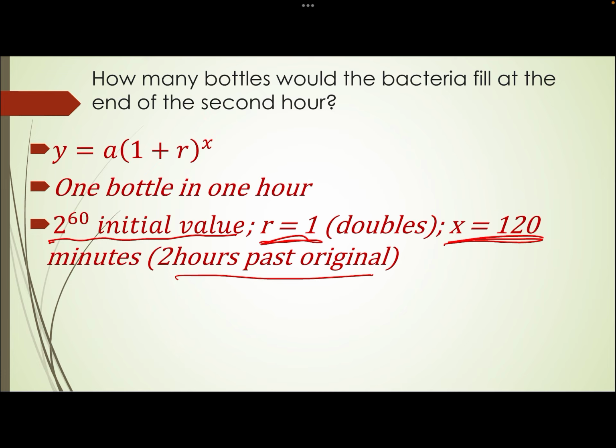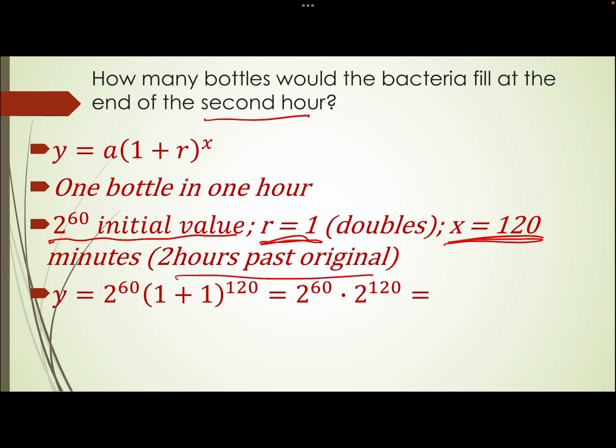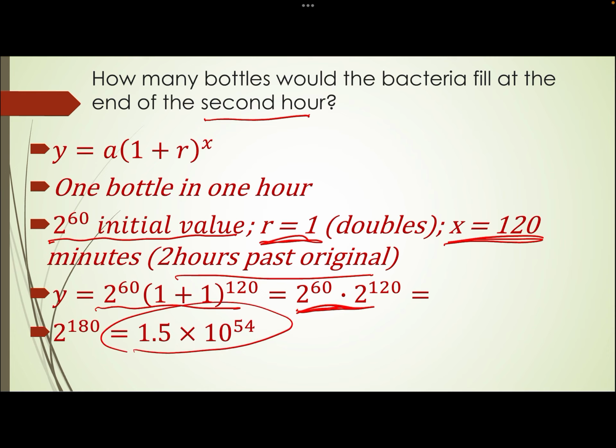So after the end of the 2nd hour, after the original hour is what it's talking about. So we put that in the equation. 2 to the 60th. And then 1 plus 1 would be 2 to the 120. Remember, with exponents, if my base is the same, I can add them. So I get 2 to the 180, which is 1.5 times 10 to the 54. I don't even know what to name that number. Remember, trillion is 9. Billion is 9. Trillion is 12. Quadrillion is 15. So clear up to 54, I don't even know what that would be, but it's going to be a lot of bottles.